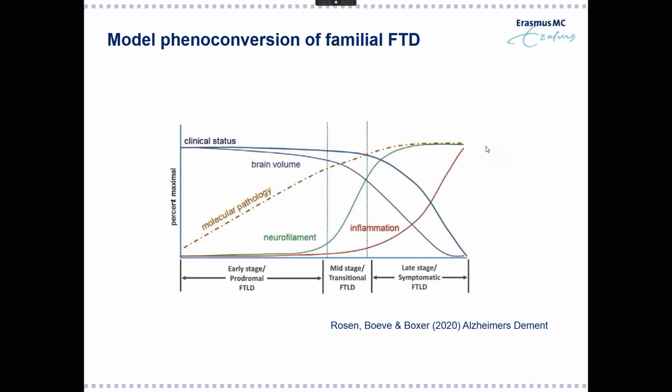This leads us to the following hypothetical model of familial FTD. Within the pre-symptomatic stages, a slight cognitive or clinical decline that rapidly increases here in the symptomatic stage. And this mid-stage or transitional stage, if you will, is a very interesting phase in FTD, with a lot of rapid changes happening in the last 2 years prior to conversion to the symptomatic stage.